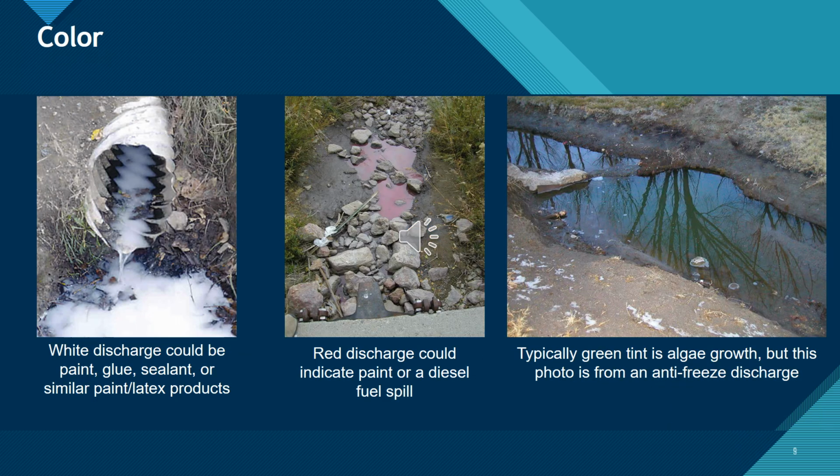So to continue with color, you might notice a white discharge. That could be paint, glue, sealant, or similar paint/latex products. A red discharge could indicate paint or diesel fuel spills. And typically a green tint is an algae growth, but this photo is from an antifreeze discharge.